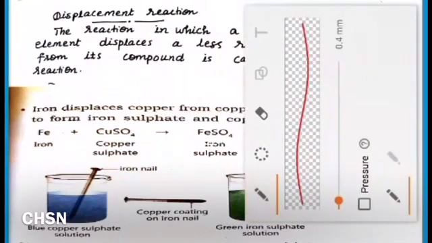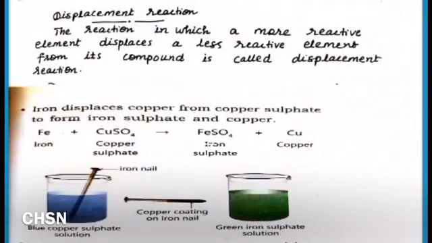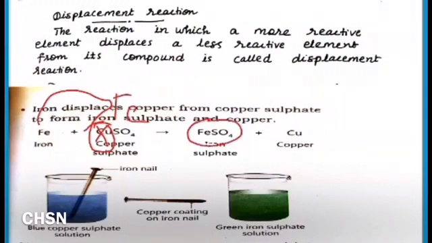Now we will see the displacement in this reaction. Here you can see that iron displaces copper from copper sulfate. Okay, this is the displacement. So iron displaces copper from copper sulfate. That is, iron occupies the position of copper in copper sulfate. Then instead of copper there will be iron. As a result, the product will be iron sulfate. And this displaced copper will be in the form of pure metal. Okay, this is the reaction.